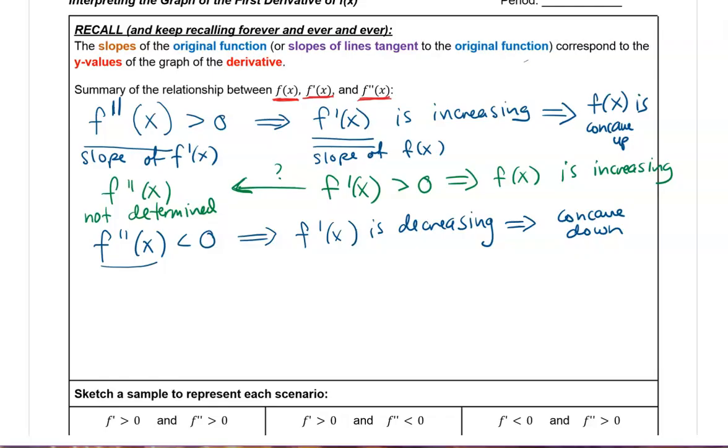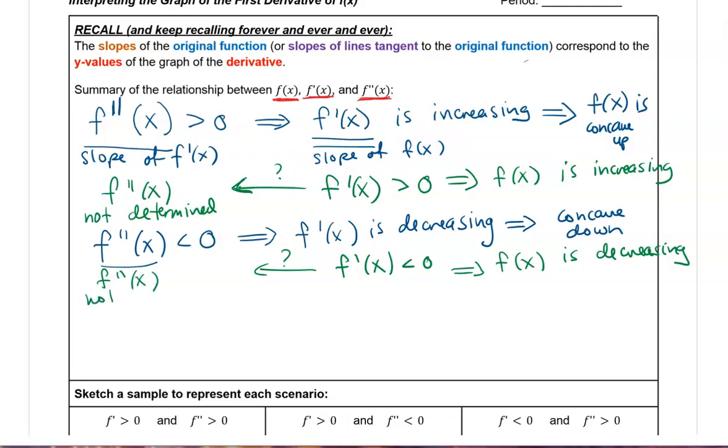The sign of the first derivative, if that were to be negative, that will tell me the direction of f. So that would mean that f of x is decreasing, but I wouldn't be able to determine anything about the second derivative just from the sign of the first derivative, which means I would not be able to determine anything about the concavity of f of x. I need to know the sign of the second derivative to understand the concavity of f of x. Okay, so that's a combination of 3.3 and 3.4 right there.